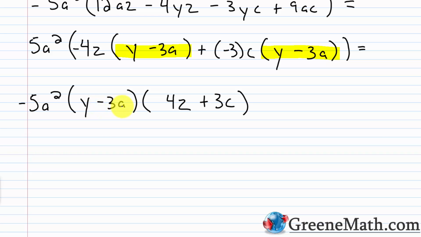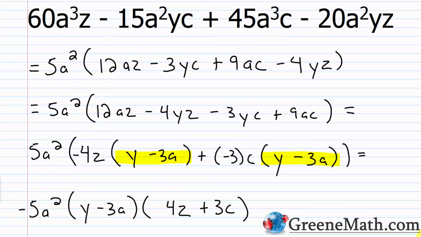And again, if you go through and you multiply negative 5a squared times the quantity y minus 3a, and then you could do FOIL with that result times this, you're going to get your original 4-term polynomial back, the 60a cubed z minus 15a squared yc plus 45a cubed c minus 20a squared yz.